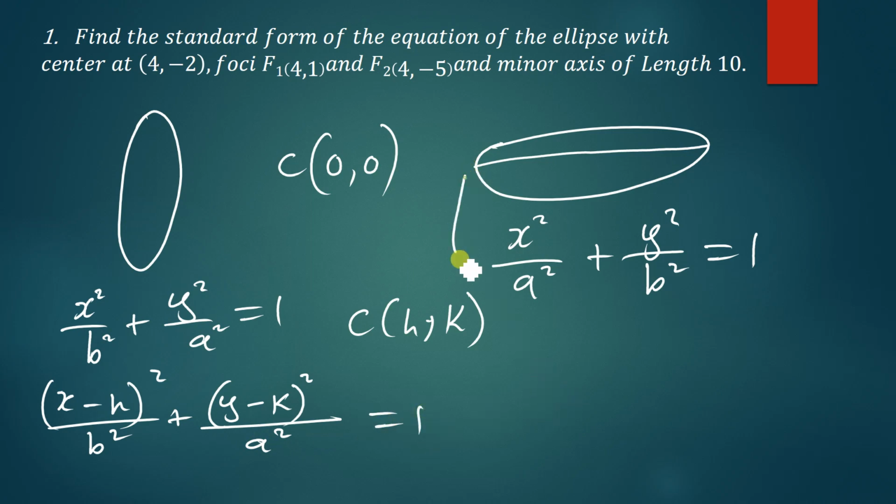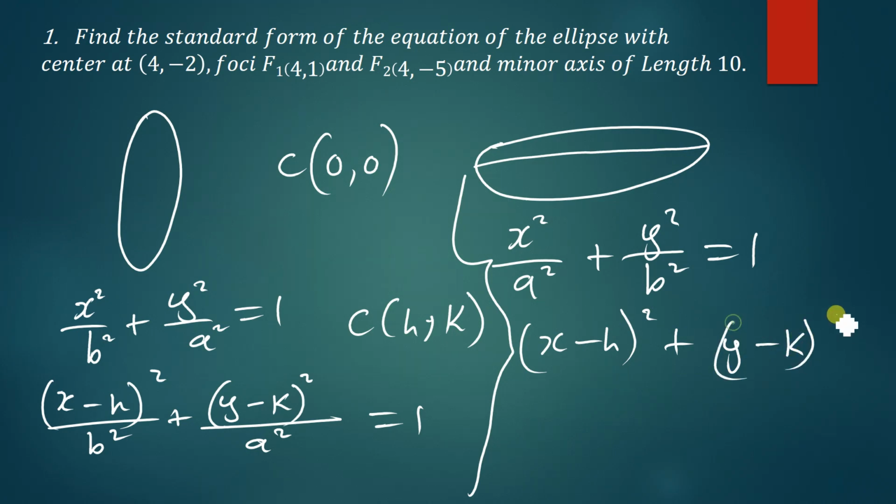So you do the same. I'm just trying to remind you about the equations. So you have (x minus h) squared over b squared plus (y minus k) squared over a squared is equal to 1. So these are the equations that you're supposed to use. Now read through the question again.